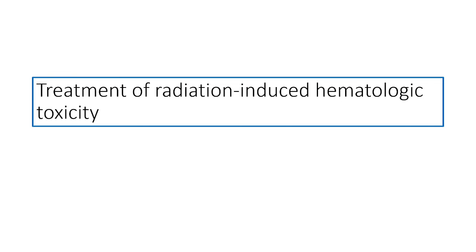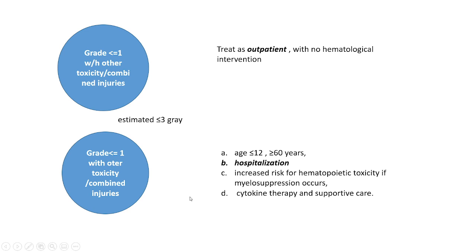Moving on to the treatment of hematological toxicity. Based on grades, for grade 1, if the patient has hematological toxicity of grade 1 or less without any combined injuries, it means that the patient has had less exposure, less than 3 grays. These patients should be treated as outpatients.